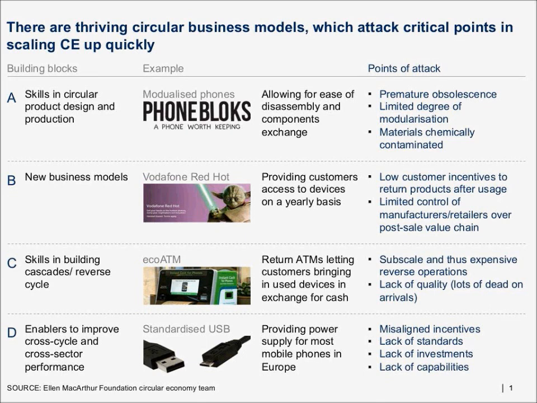The second part is then on skills in the reverse cycle. Typically, if you don't achieve scale, it becomes very, very costly to actually do the collection, the sorting, etc. But if you actually try to achieve significant scale, the incremental cost comes down and makes it very, very viable. And that typically also then leads to higher quality.